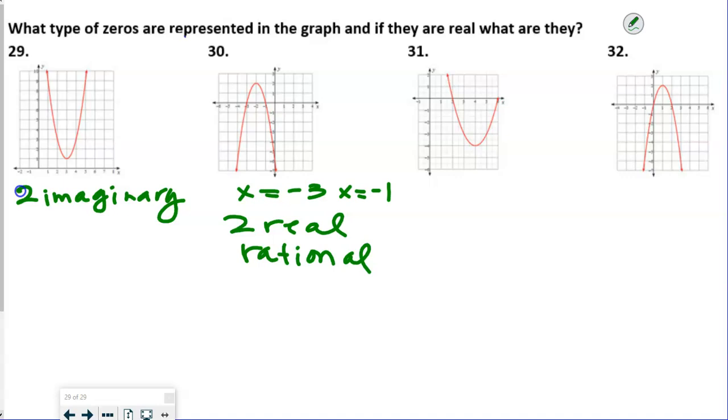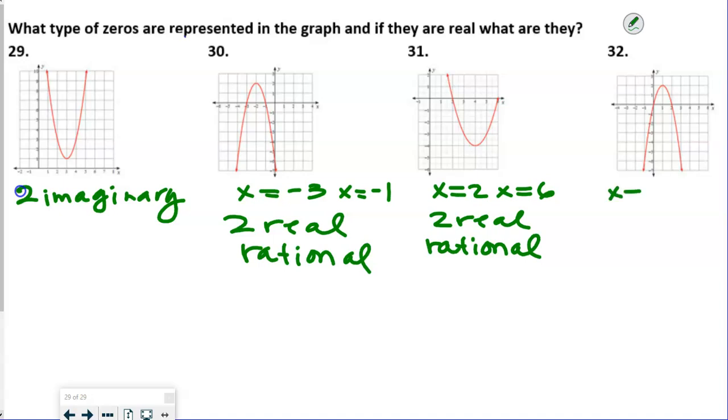Then number 31 looks like x equals 2 and x equals 6. Again, we have two real rational solutions. And then the last one looks like x equals 0 and x equals 2. So here again we have two real rational solutions. Okay?